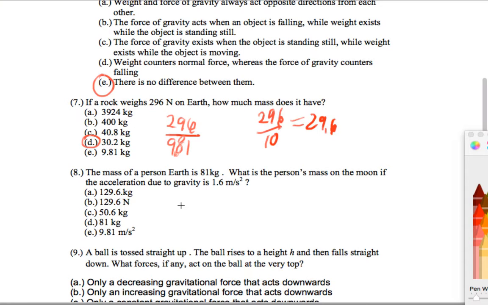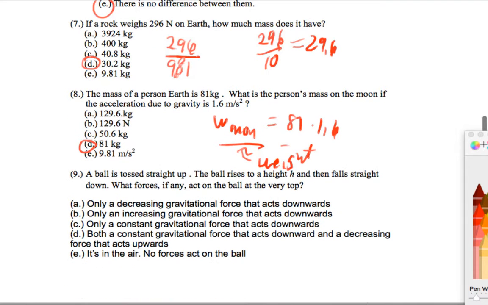Now, a person's mass is 81 kilograms. If the acceleration due to gravity on the moon is 1.6 meters per second squared, what is the person's mass? Trick question. Mass never changes. Now, if I asked you for the weight on the moon, you would take 81 times 1.6 for the weight.